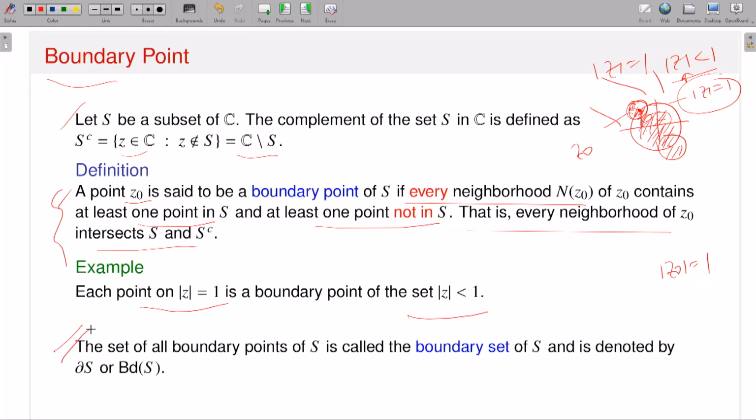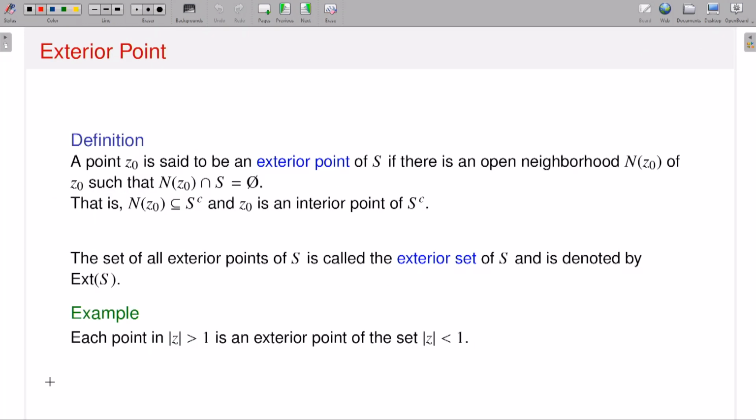Okay, this is a notation. The set of all boundary points is called the boundary set of S, and it is denoted by either BD of S or delta of S. That is called the boundary of the set S. Okay, so boundary point I am done.